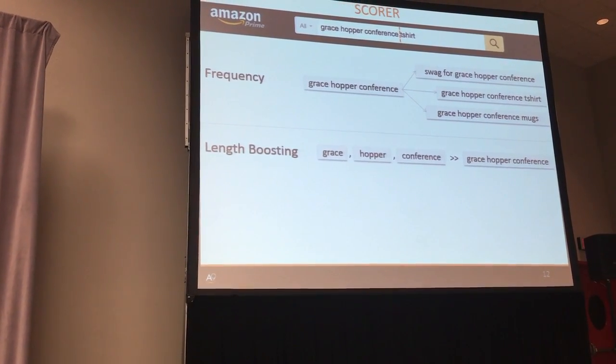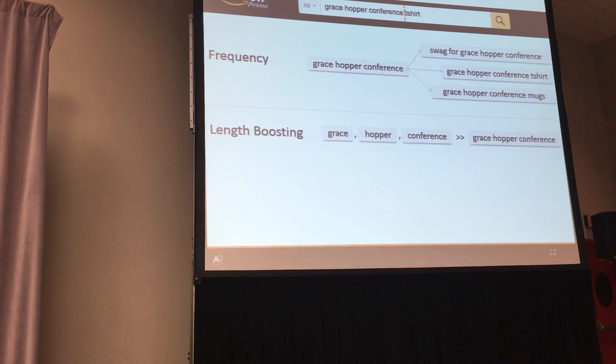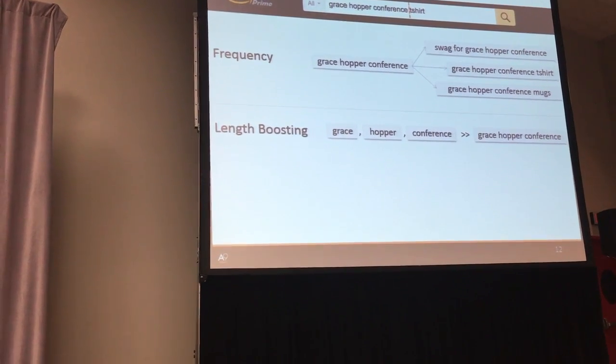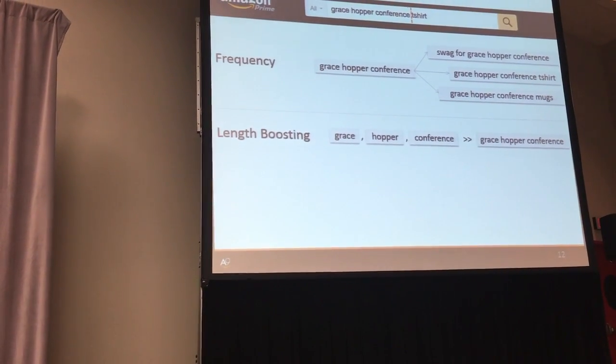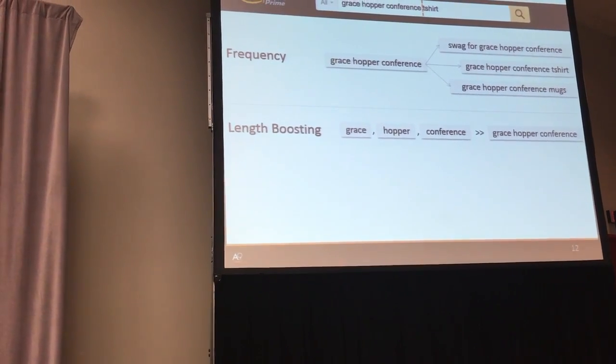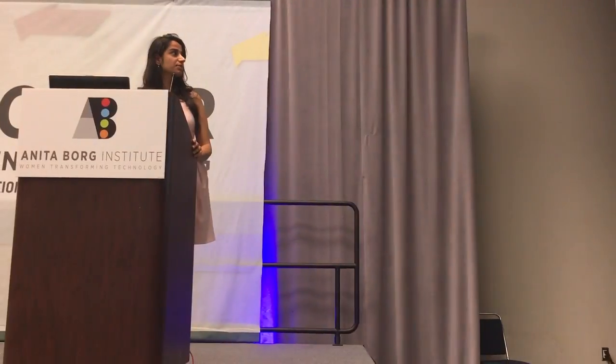Unigrams and bigrams would have a lot of frequency versus trigrams. Because Grace could be Grace Kelly, who's an actress, it could be various things, right? So we want to take care of this, and we want to give advantage to longer phrases, so we do exponential boosting on the length of the phrase to take care of the bias.